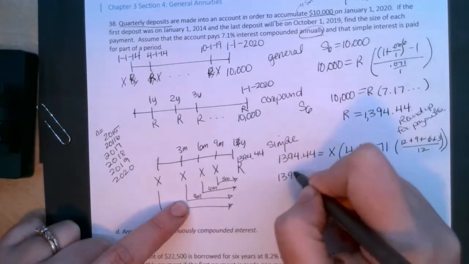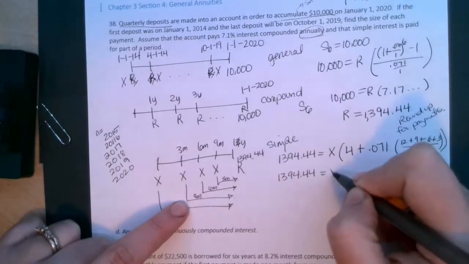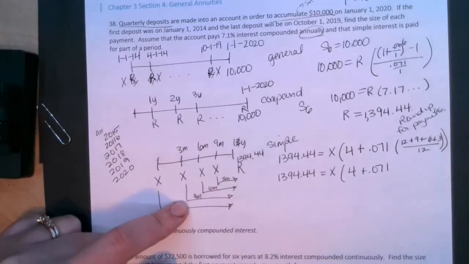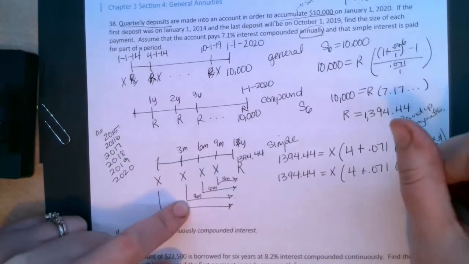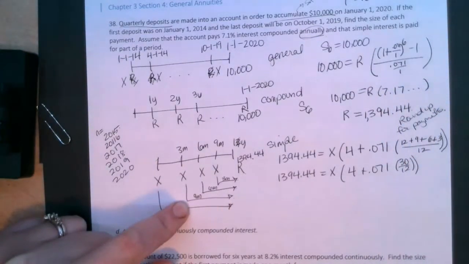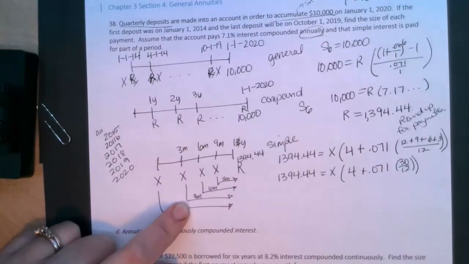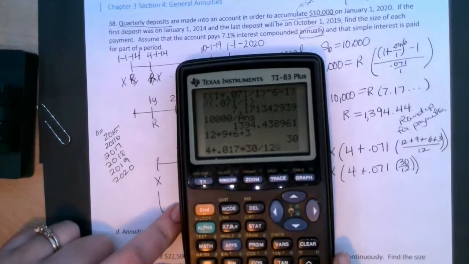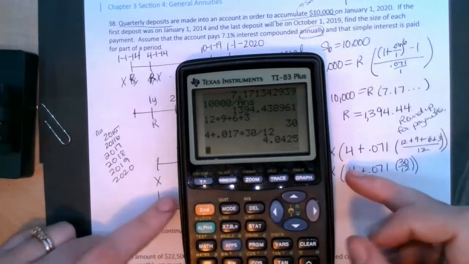So here we can't use that formula. But when we add those together, 12 plus 9 plus 6 plus 3 gives us 30. So it's going to be 30 again over 12, because that represents the number of months that the money is sitting there. And then we're going to find what this coefficient is. So 4 plus 0.071 times 30 over 12. I'm just putting that in my calculator, not using parentheses, just putting it straight in. And we get 4.025.